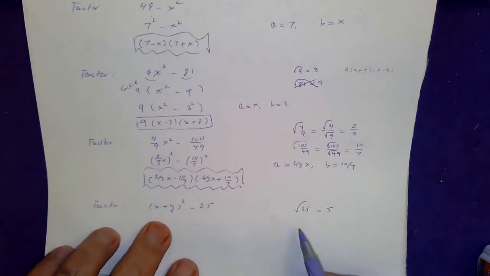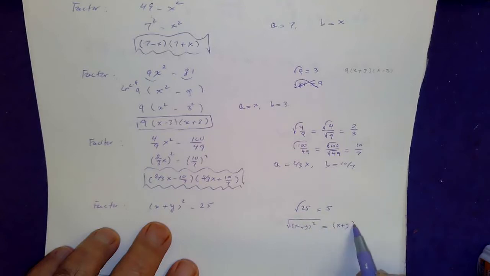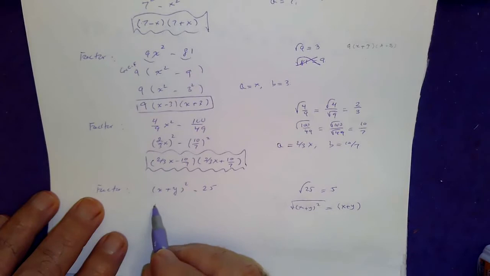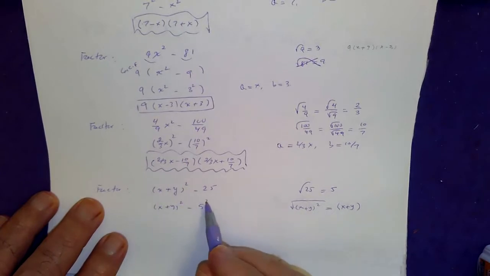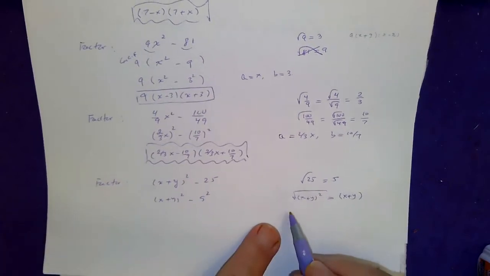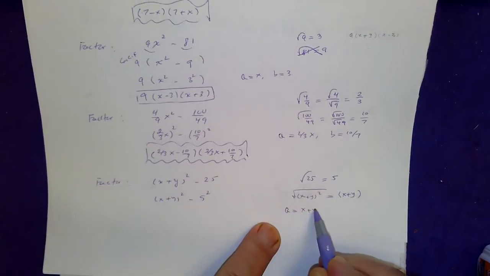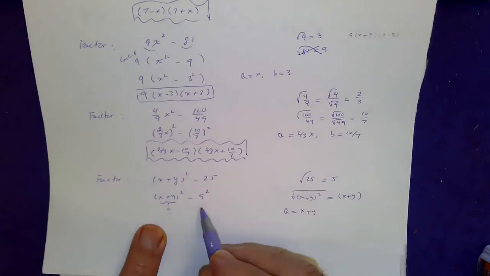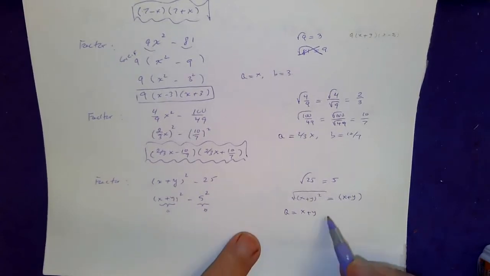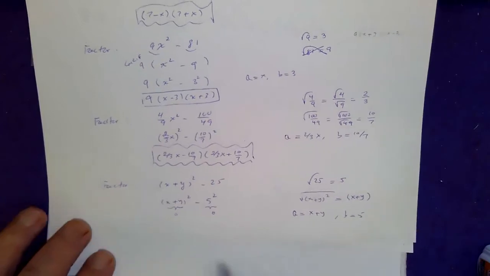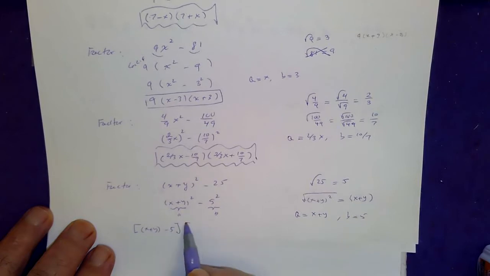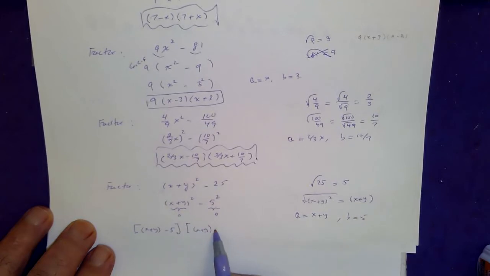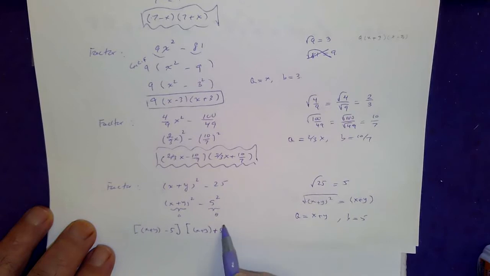This is difference of two squares because the square root of (x + y) squared is x + y. So this would be (x + y) squared, and the square root of 25 is 5, so that's 5 squared. However, in this case, a is equal to x + y. This guy is your a, that guy is your b, and b is 5. So therefore, the answer is (x + y - 5)(x + y + 5).